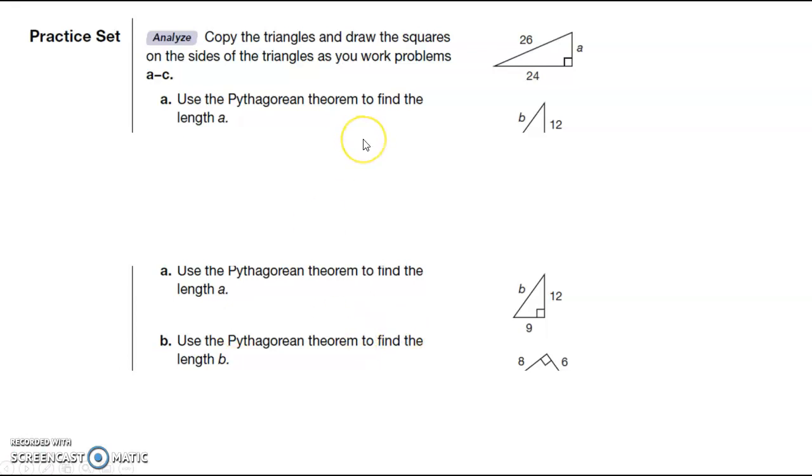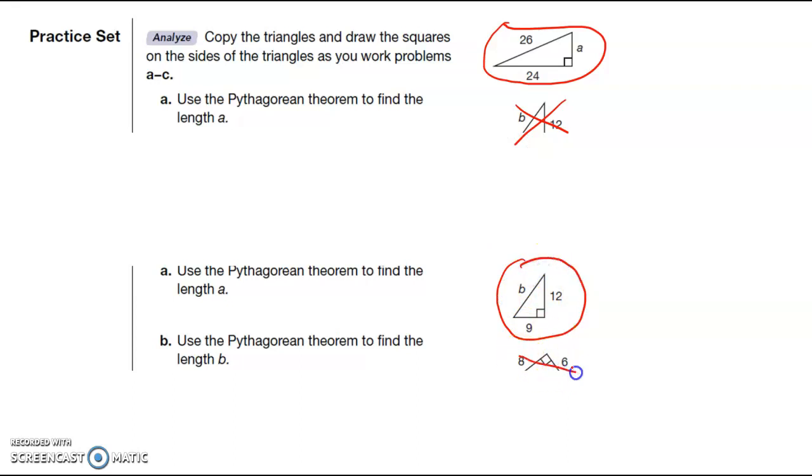Okay, today we're going to learn about the Pythagorean Theorem. So let's see, it says copy triangles and draw the squares on the side. No, we're not doing that. Use the Pythagorean Theorem to find A. I think that A might be, okay, I follow now. To find A, and then to find B. I'm seeing some weirdness. So to find A, that's this. I don't think we need this because it's down here, and we'll do that next.